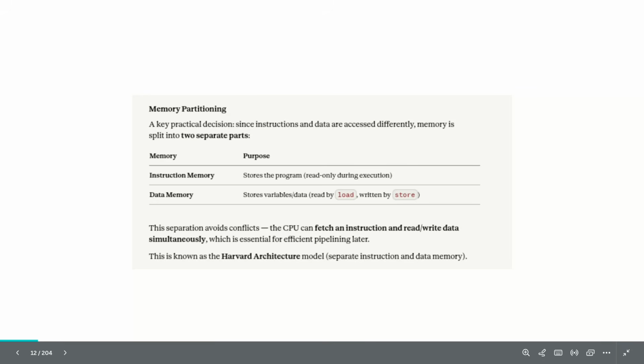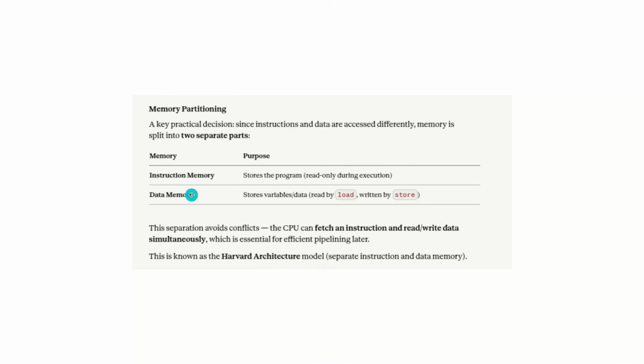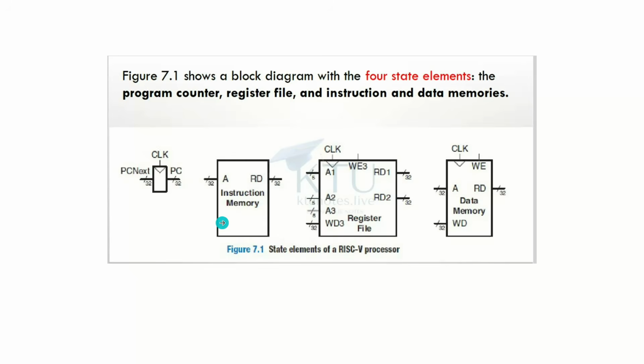So why is the memory partitioned into instruction memory and data memory? To avoid conflict. The CPU can read the instruction as well as read or write data simultaneously, and this architecture is known as the Harvard architecture model. In the Harvard architecture model, our instruction and data memory are separate to avoid conflicts.